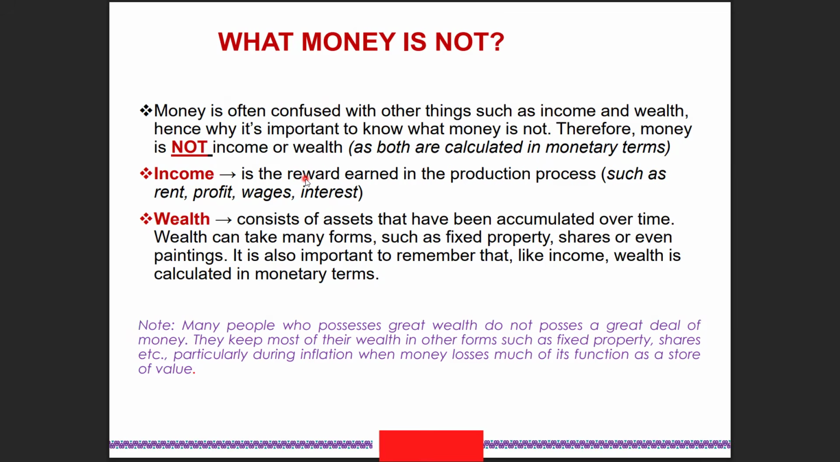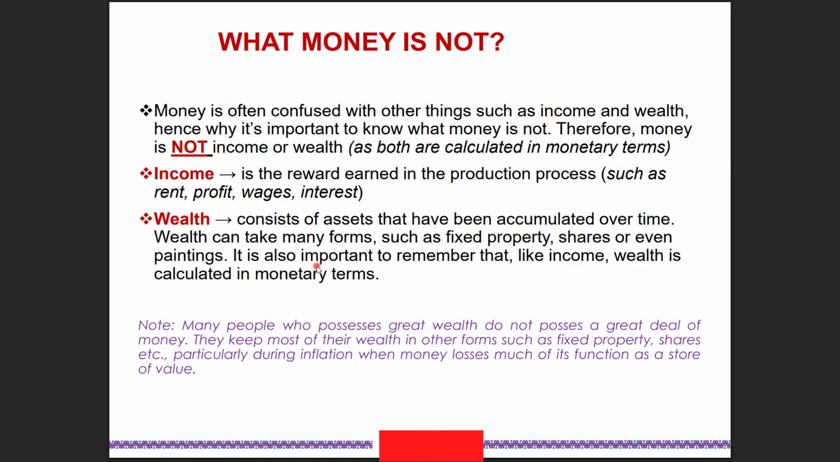And wealth is also not money. Wealth basically means that if you are wealthy, you have accumulated so many assets over time, right? They say here wealth consists of assets that have been accumulated over time. You have land, you have bonds, and so on, then you are wealthy, right? Here are examples: fixed property, shares, paintings, and all of that, right?